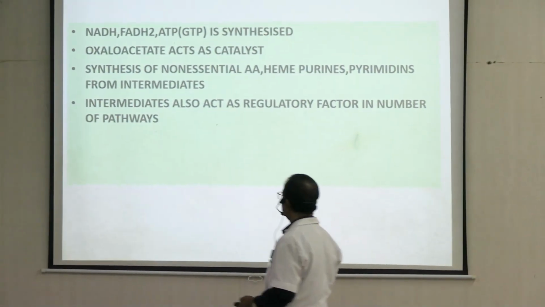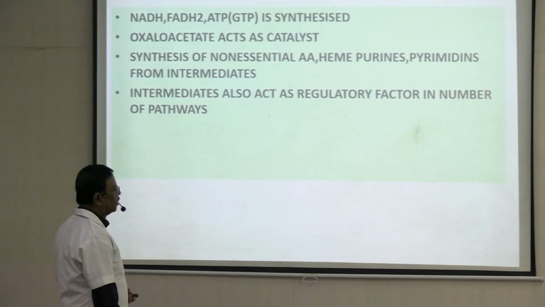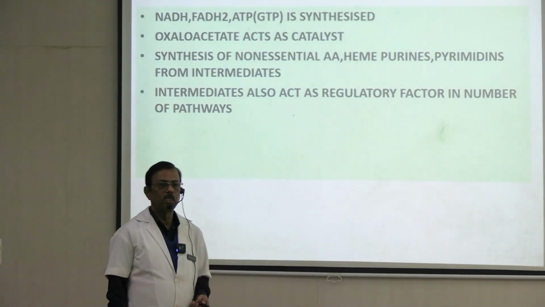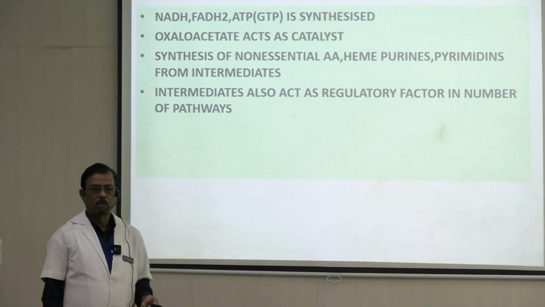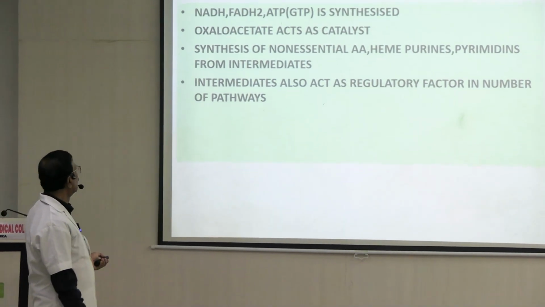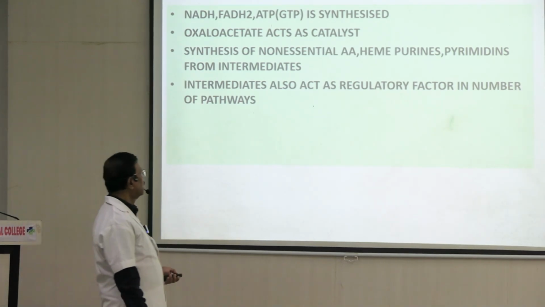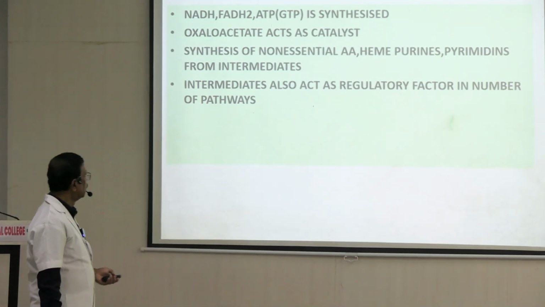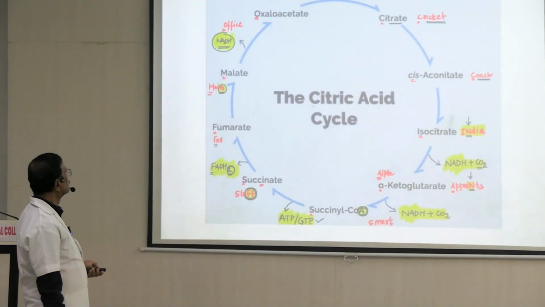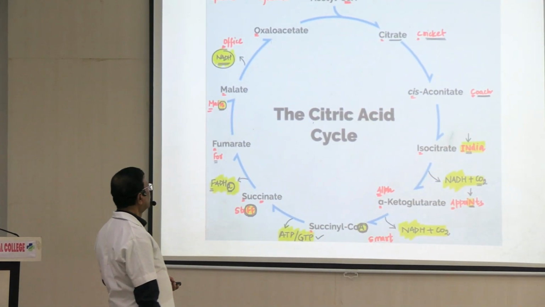Synthesis of non-essential amino acids, then heme, purine and pyrimidine occurs from the intermediates of the TCA cycle. These are some considerations, important points about the TCA cycle. Intermediates also act as regulatory factors in a number of pathways. This is the schematic diagram of the cycle.